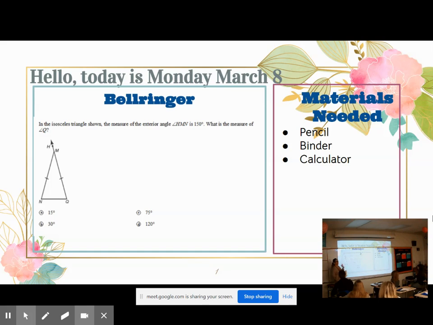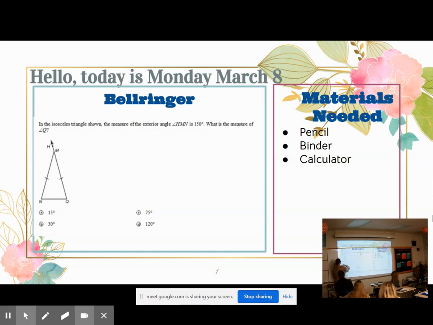A way to know that that's wrong: 150 is an obtuse angle, and this angle is acute. So, looking at that, you should be able to see right away that that angle is not going to be 150 degrees. And another way to know which angle they're talking about, HMN, you start at H, go to M, and then go to N. And so that's this angle here that's 150.